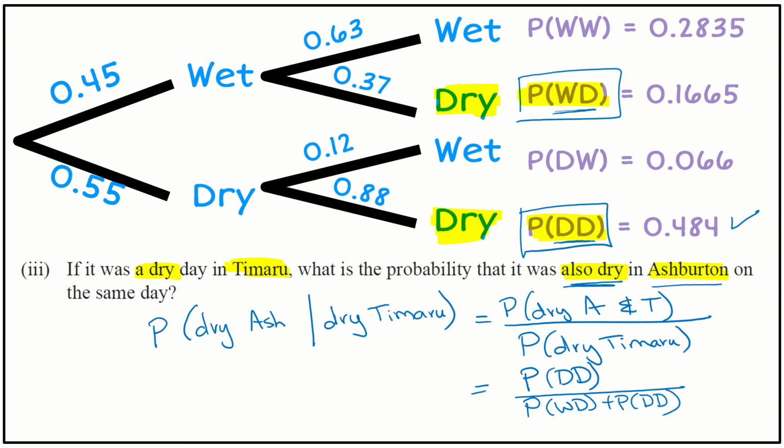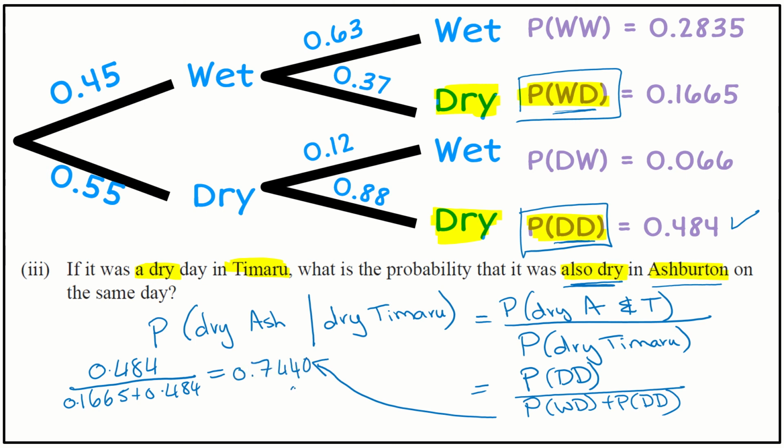So that is going to become, I'm just going to come over here, 0.484, so our DD, divided by those two combined, 0.1665 plus 0.484. And when I put that into my calculator, I'm going to get an answer of 0.7440 to 4dp. So that is our conditional probability.